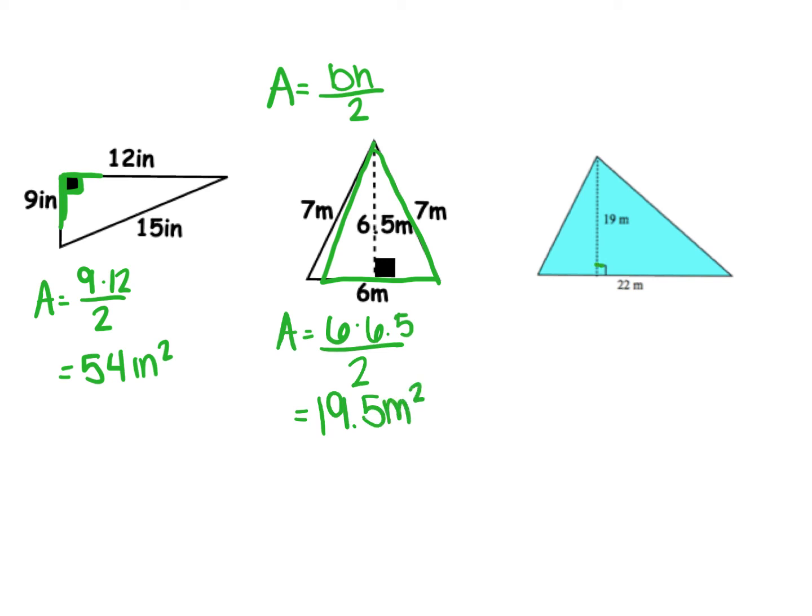And for our last one, again, here is our right angle, which makes this our base and this our height. So for this one, we're going to do 19 times 22 divided by 2. And that should give us a total area of 209 meters squared.